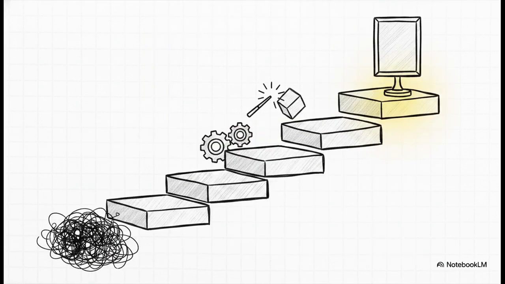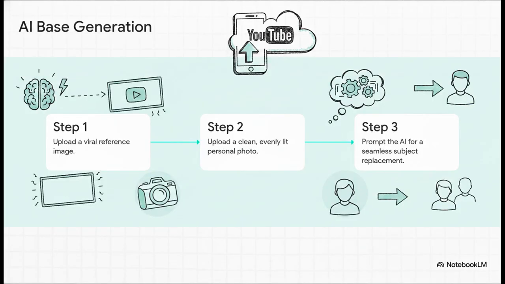Moving right along to step-by-step AI generation. Generating that perfect base image isn't just about throwing random words at an AI. It takes a structured, deliberate approach to get professional results. Here is the workflow. Step 1, upload a viral reference image, something that is already proven to work. Step 2, upload a clean, well-lit personal photo. This step is absolutely non-negotiable for quality control. And Step 3, prompt the AI for a seamless subject replacement.